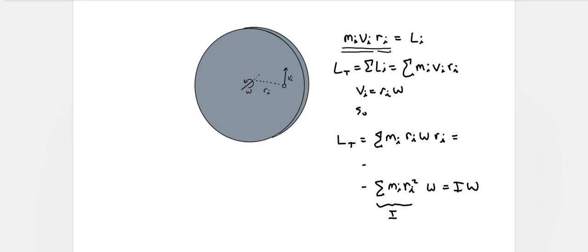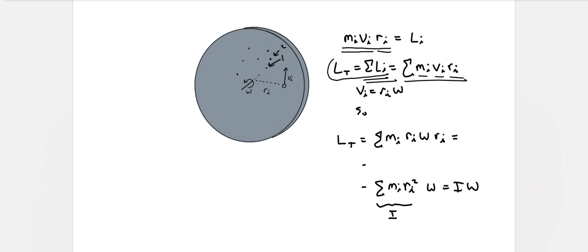Now let's talk about what this i is. Again, you have to imagine this disk as broken up into thousands and thousands of little pieces. This might be the first piece, and then this one might be the second piece, and so forth. So the i is just referring to which piece we are talking about. The total angular momentum is equal to the sum of the angular momentums for each of the little pieces. So that's equal to this sum, the sum of all the mvr's over that entire object.